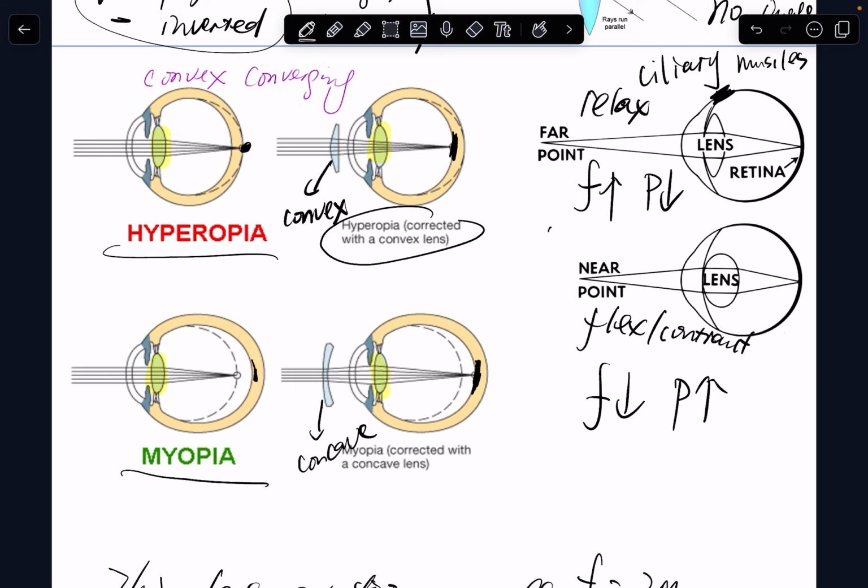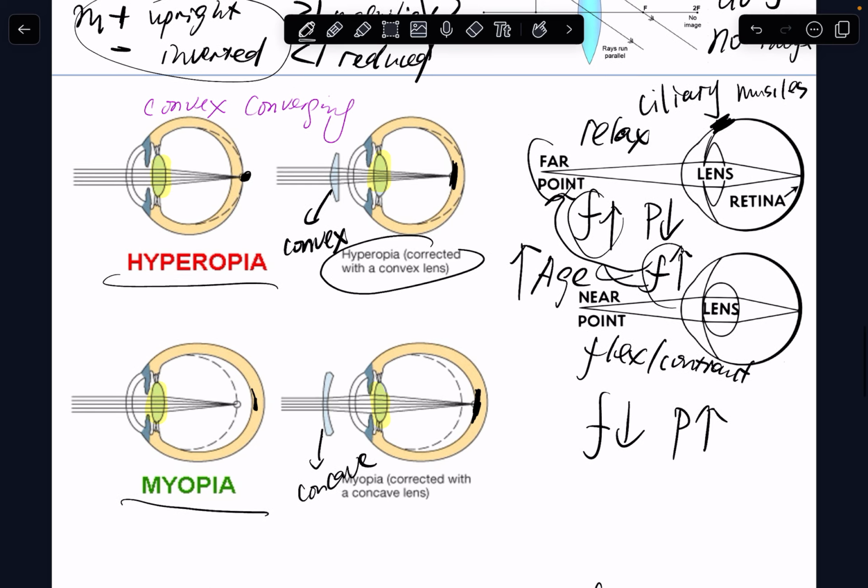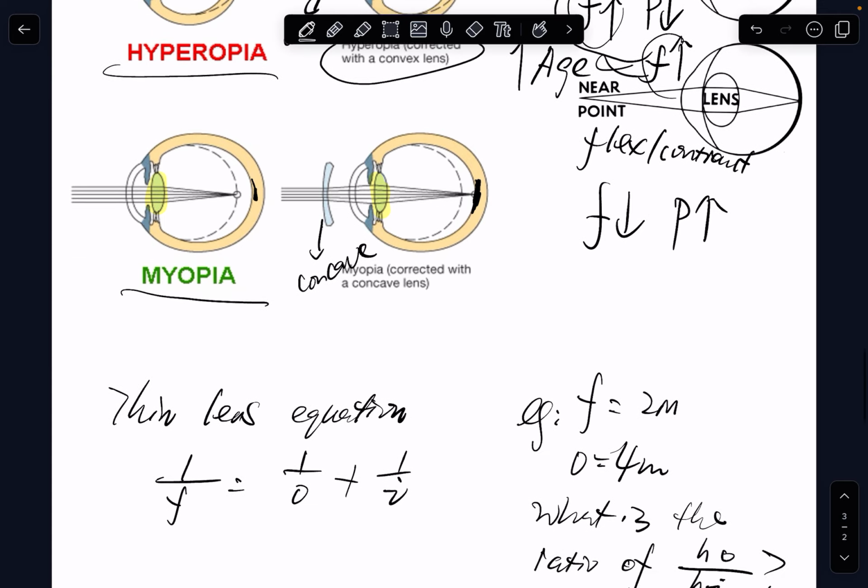All right, and then as we age, age is proportional to the focal length. As we age, we will have a longer focal length, right? So this makes us able to see far points, but it will make it hard to see what's close by. So that's why elder citizens wear glasses for them to see the close by stuff. All right, so that's the biological applications.